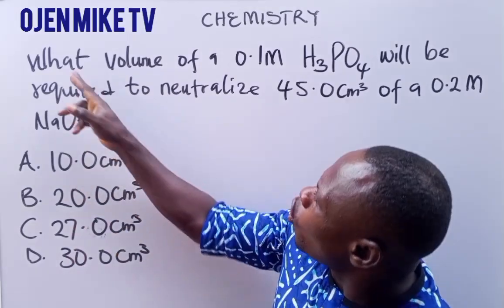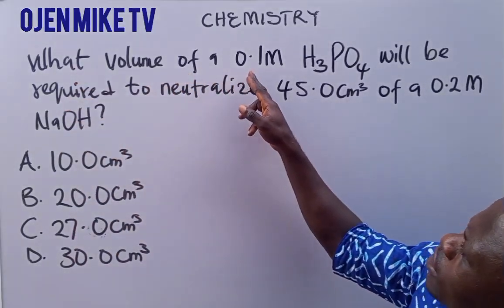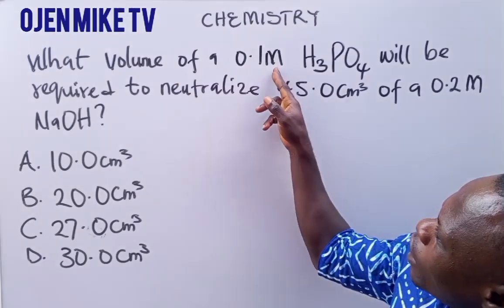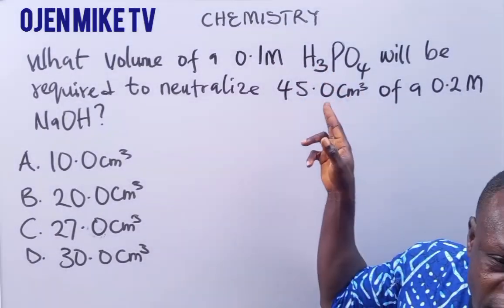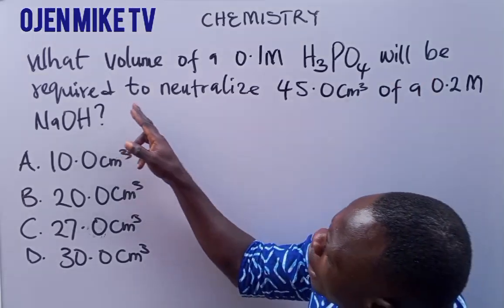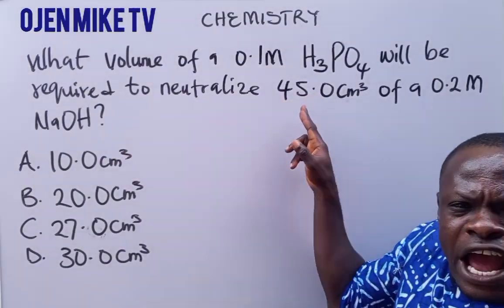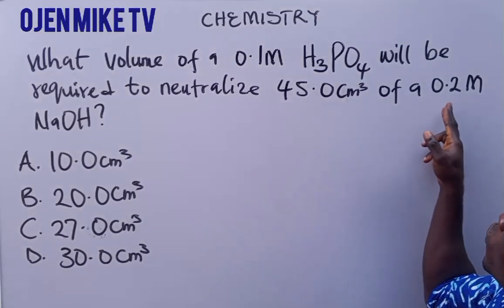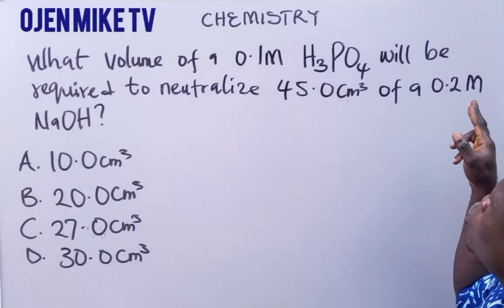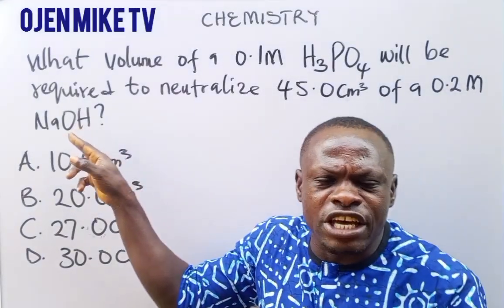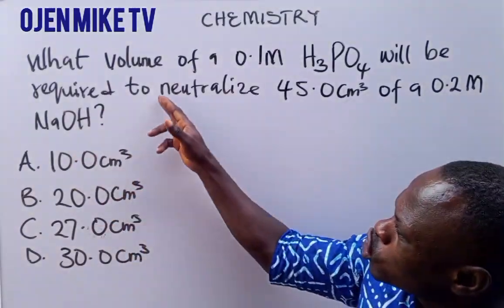This question we have asked: what volume of a 0.1 molarity of this acid will be required to neutralize 45.0 cm³ of 0.2 molarity of this base?